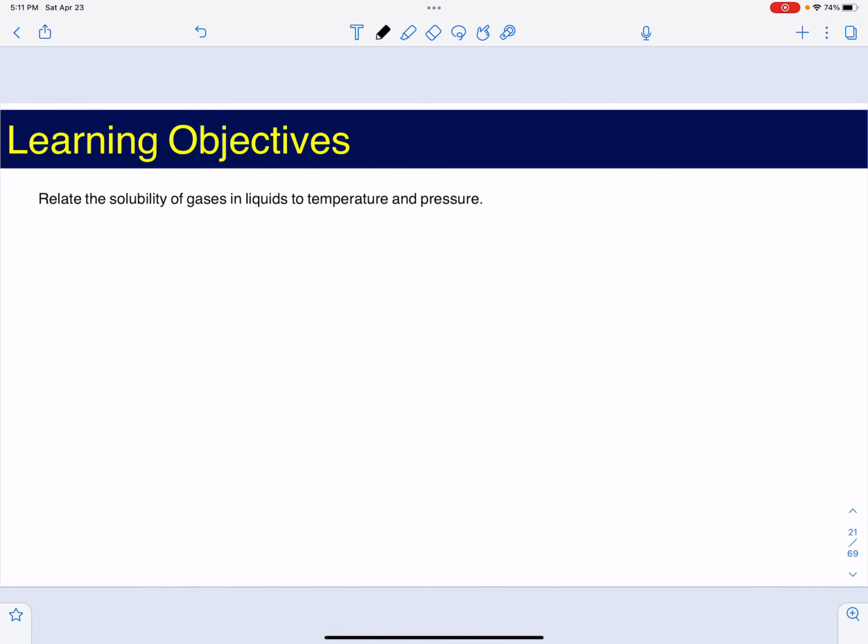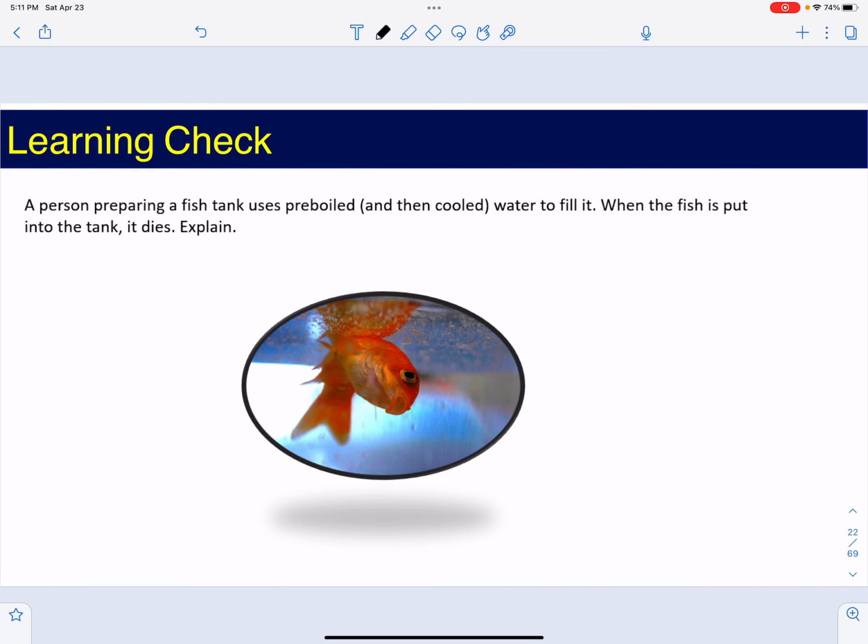What about the solubility of gases? How will temperature relate to the solubility of gases? Well, let's do that by looking at this poor fish. Somebody well-intentioned prepared a fish tank, and they said, well, if I boil the water, I will kill all the germs, and my fish will be in super clean water. So they boil the water, and then they cool it. They're not dumb, so they're not going to boil the fish. So they wait until the water cools, but when they put the fish in there, the fish die.